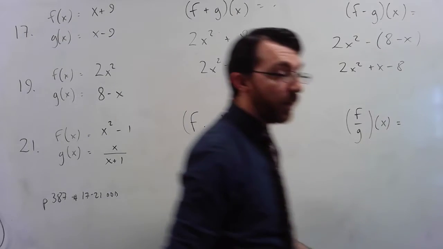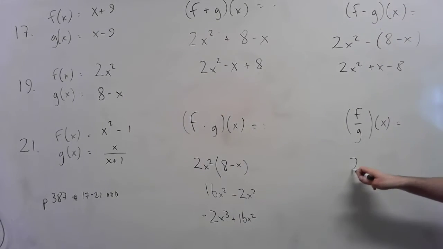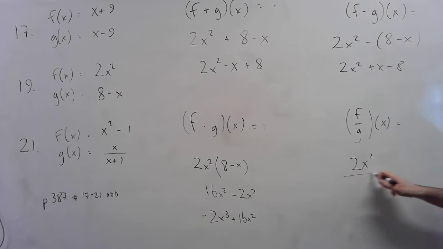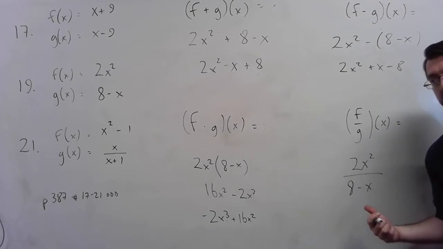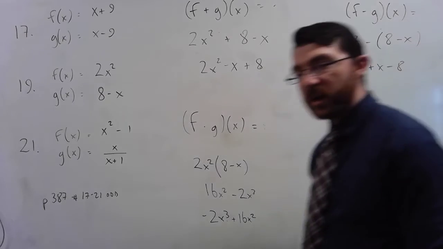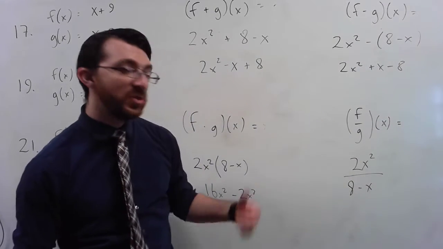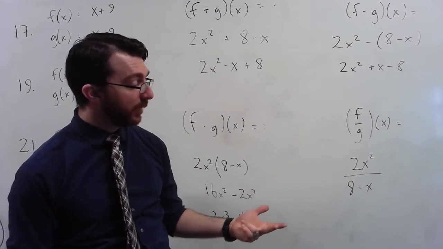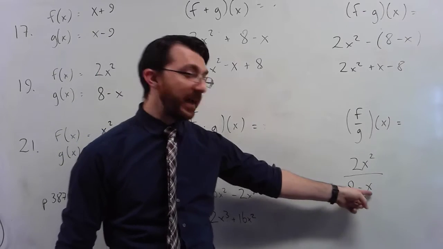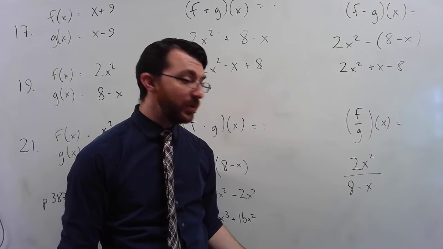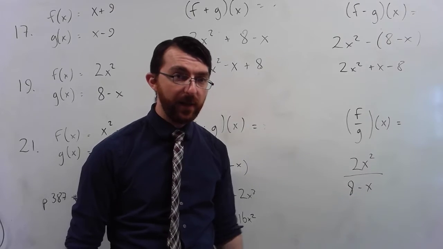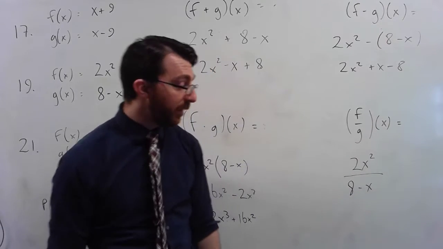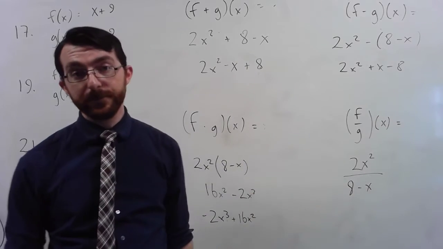Okay, the last one, the division. F over g. That cannot be simplified. 2x squared only has 3 factors, 2, x and x. 8 is even, but x is not, so you can't cancel out a 2. 2x squared has an x, 8 does not, so you can't cancel out an x. Nothing can be canceled out. It's in lowest terms. That's the answer.